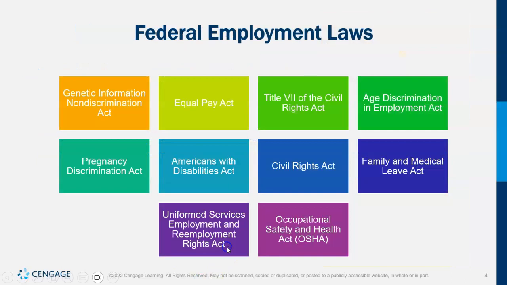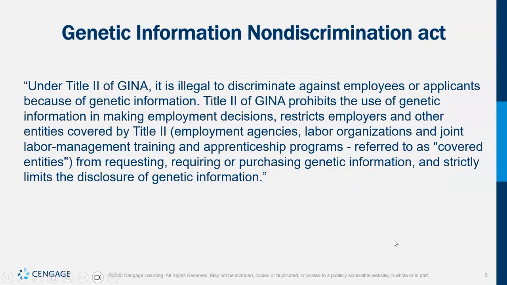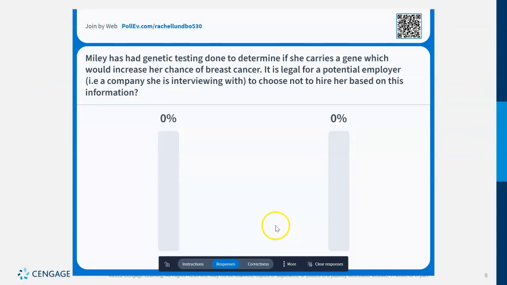So as employees leave, we have to recruit new ones, or as we grow, we need to recruit new employees, etc. So we're going to start by looking at federal employment laws, and I have some examples that we'll go through, and you can quiz yourself and see if you know the right answer. We'll start by looking at the Genetic Information Non-Discrimination Act, which says it's illegal to discriminate against employees or applicants because of genetic information. It also prohibits the use of genetic information in making employment decisions and restricts organizations from requesting genetic information from their employees.